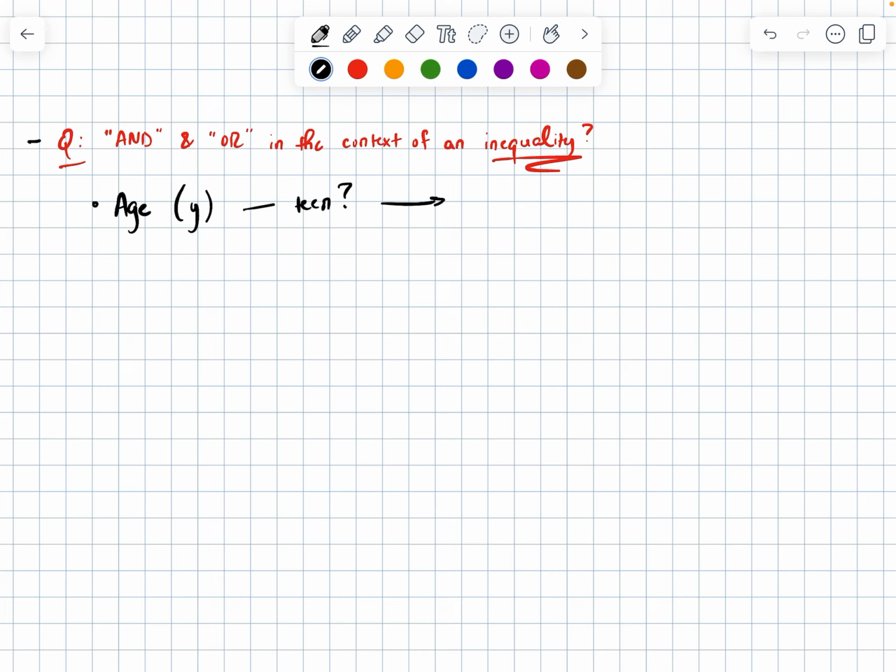How could I represent that in symbols? What do you think? Is that going to be an and or an or? And then you know, for example, how to translate at least 13 in symbols. What two inequalities might represent this? Go. 5, 4, 3, 2, 1.